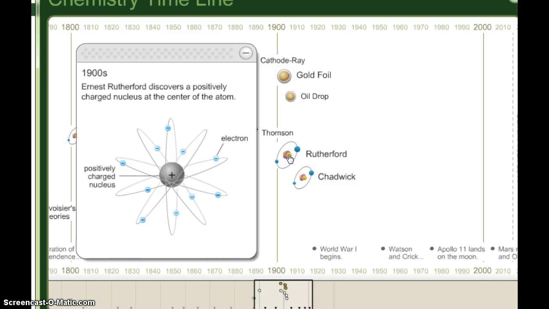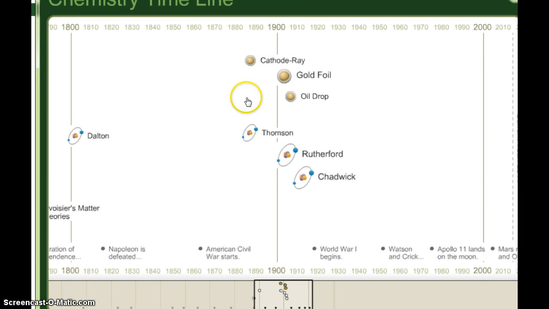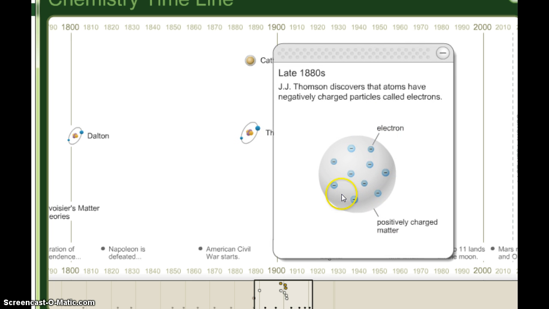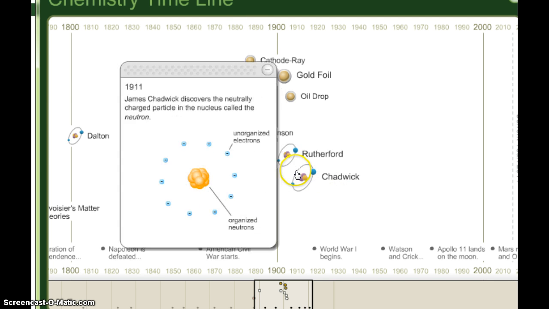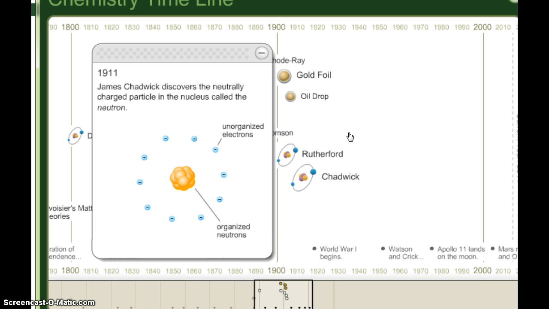Ernest Rutherford discovers a positively charged nucleus at the center of the atom. So he went with this model of the atom, which is different than what Thomson said. So this was the plum pudding. J. J. Thomson discovers that atoms have negatively charged particles called electrons, and he thought they were just kind of scattered all over in the positively charged mush. And Rutherford's like, no, it's more this design. And Chadwick discovers the neutrally charged particles in the nucleus called the neutron. And he said it's very organized, and then you have more unorganized electrons around the outside.